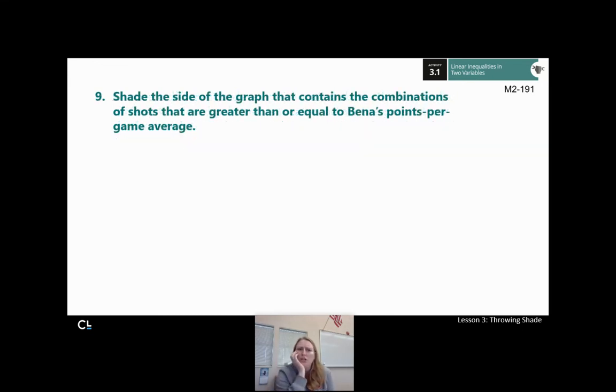So what I'd like you to do, we're saying that on one side of the line, everything above the line is a solution. So can you go back to the graph? And I would like you to shade the entire side of the graph that contains the combinations of shots that are greater than or equal to Benna's points per game average. I'd like you to shade the side of the graph that has all of our solutions. Go ahead and hit pause, go back and shade your graph, hit play when you're ready to keep this going.